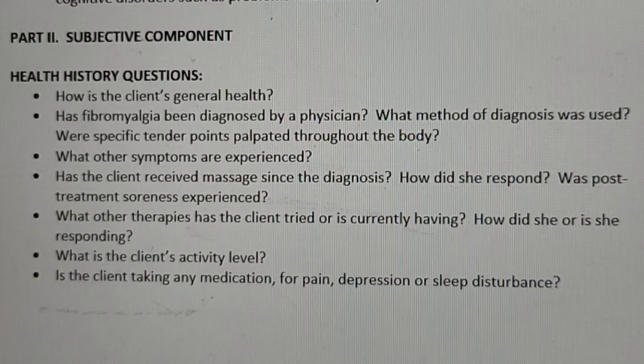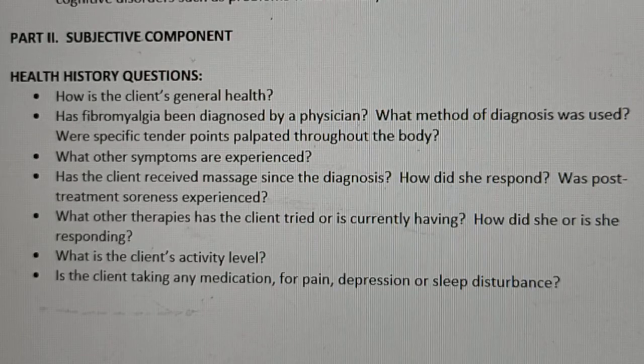For part 2 of the treatment plan, which is the subjective component, now you're going to find the health history questions. So these are some of the questions that you can ask your client. Include this in your treatment plan for this condition. So how is the client's general health? First and foremost, you're going to ask your client: has fibromyalgia been diagnosed by a physician?